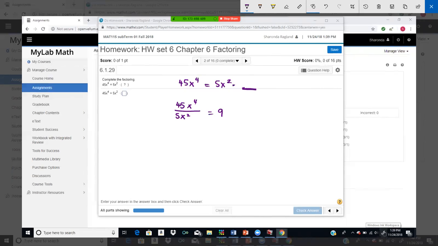And then you have to apply your laws to your exponents. You can write this out 4 times, write that out twice, and then cancel that way. But we're dealing with division, so that's x to the 4 minus 2. So that's 9x squared, the missing 9x squared. And so if you multiply this out, you get 45x to the fourth. So that's what you're doing.